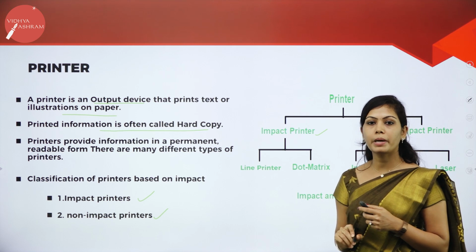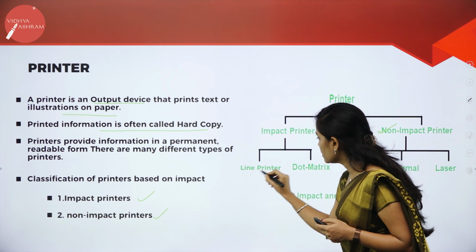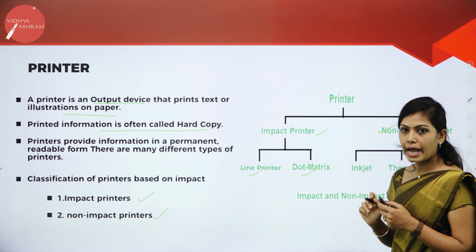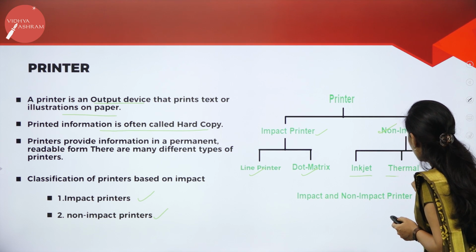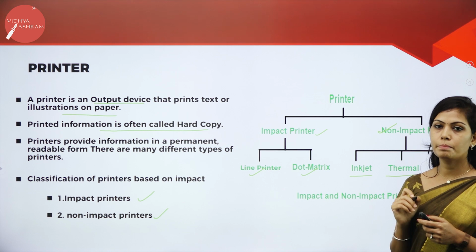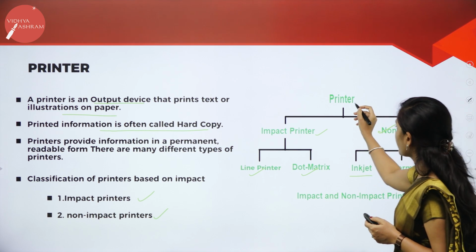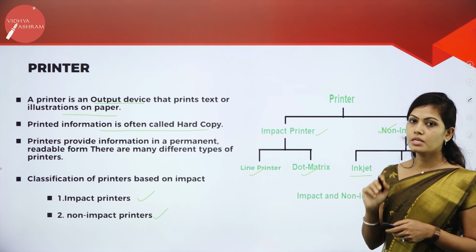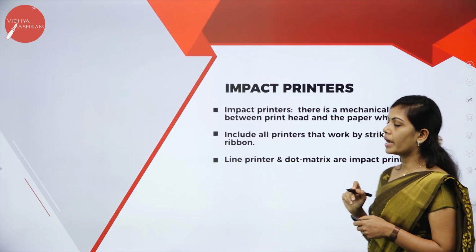So which are the impact printers? Line printers and dot matrix printers are called impact printers. And inkjet printer, thermal printer and laser printer are called non-impact printers. So printers can be classified into impact printers and non-impact printers. First we'll see what impact printers are.